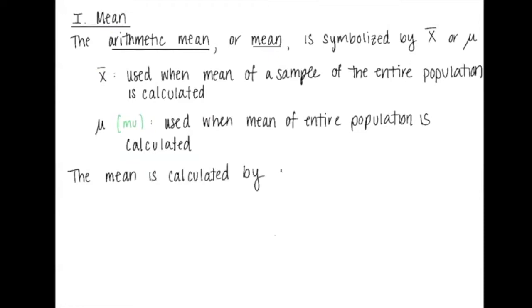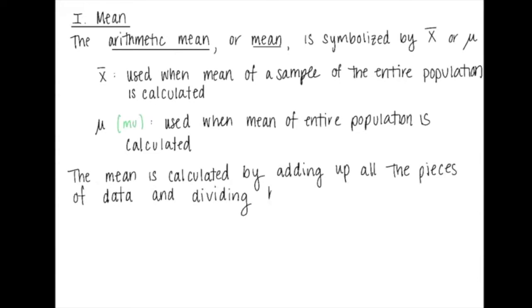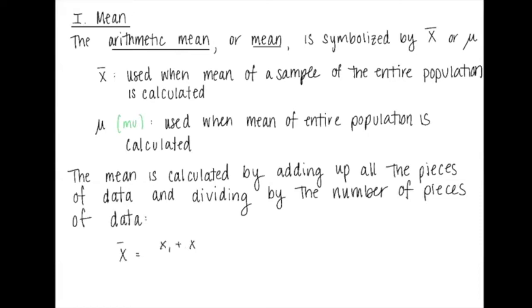But ultimately, the mean is calculated by adding up all the pieces of data and dividing by the number of pieces of data. Okay. So ultimately, our mean is found by adding together every single data value you have up to the very last one, and you divide it by the number of pieces of data. So if I have 10 salaries, I add all 10 salaries, divide by 10.